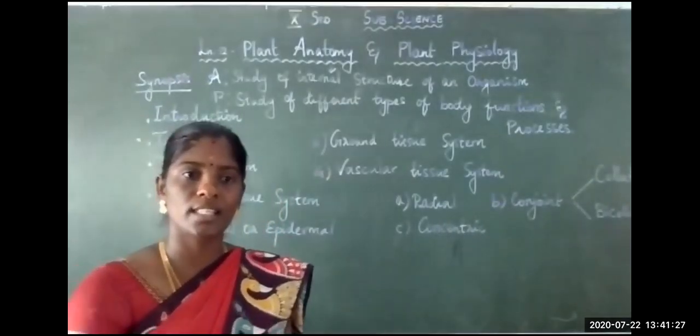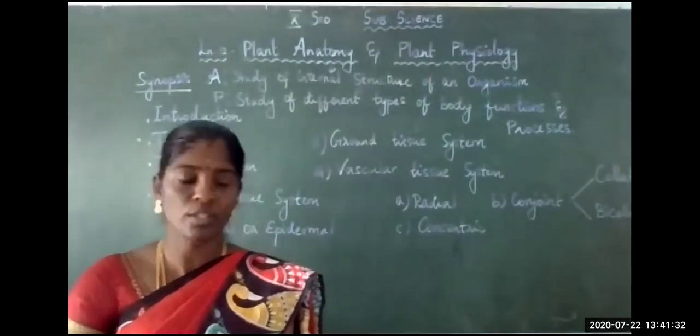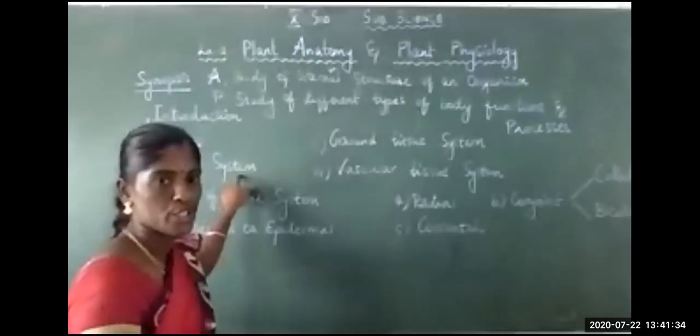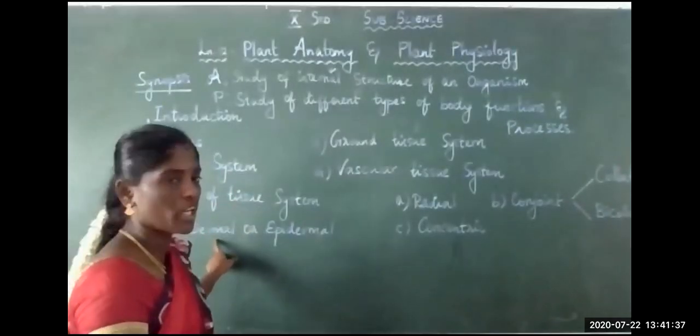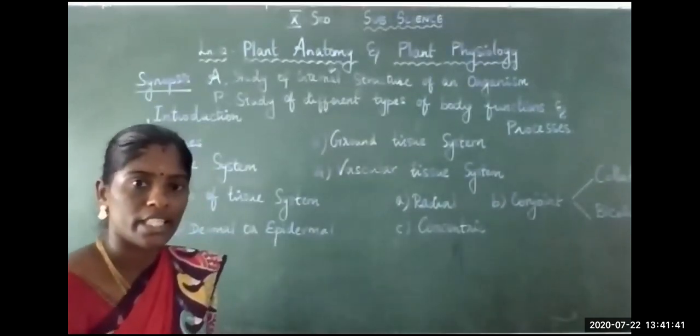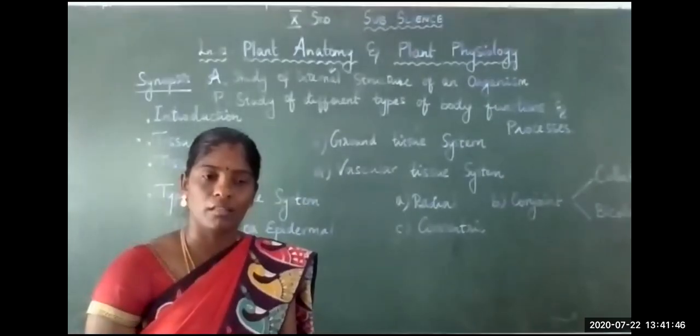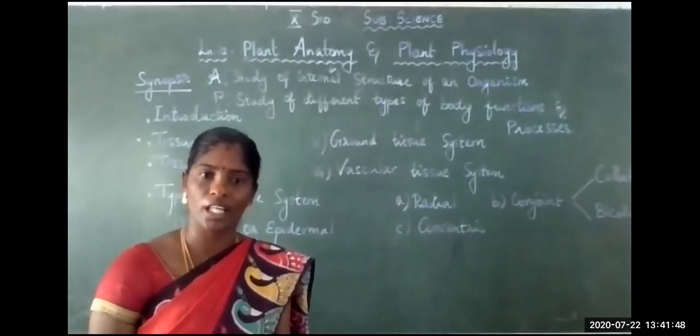Okay, so in this lesson, we will talk about the introduction, then tissues, then types of tissue system. There are three different kinds of tissue systems: dermal or epidermal, then ground tissue system, then vascular tissue system. The vascular tissue system is further divided into three types. They are radial, conjoint, and concentric. The conjoint vascular bundles are further subdivided into two types. They are parietal and biparietal.